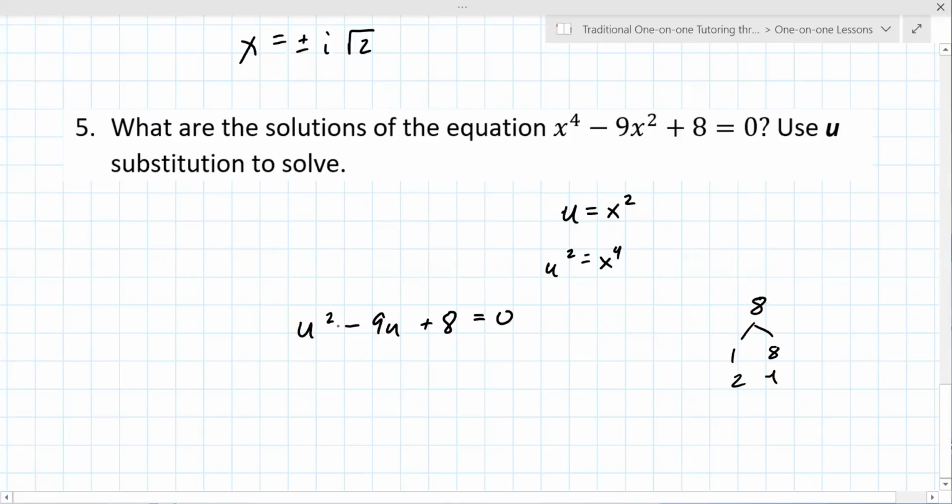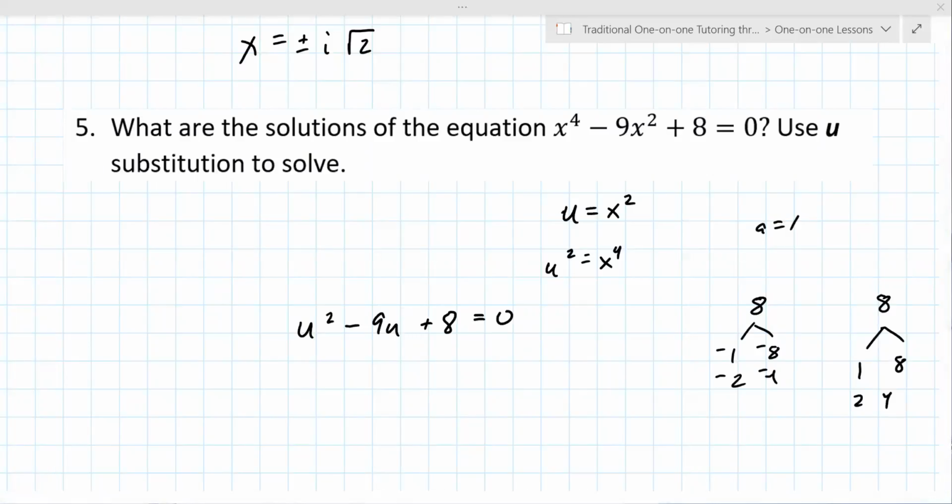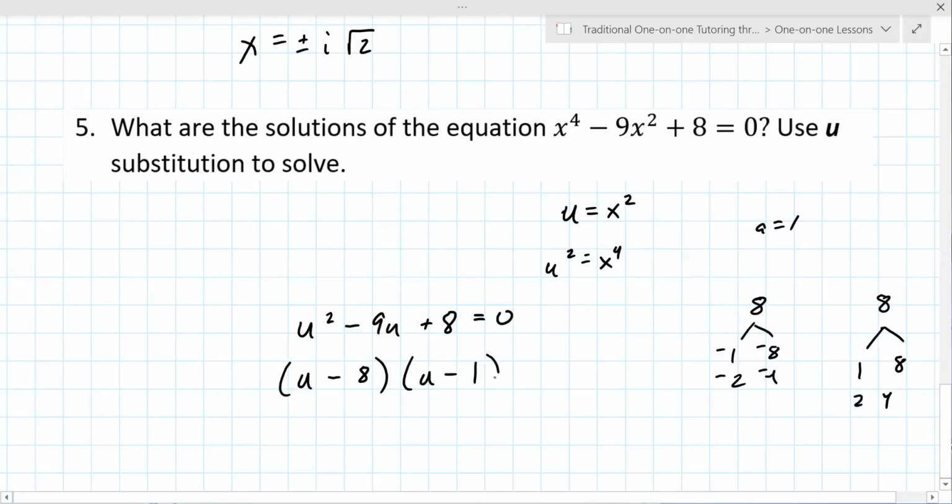When you have this case, there are 3 cases of this type of factoring, this a equals 1. This is the one where you actually want negatives in both places. How do you know you're supposed to want negatives? 8 by itself, 1 and 8, 2 and 4 work, but they don't add up to a negative number. It's kind of non-obvious what it is that you're looking for. So this becomes u minus 8, u minus 1 equals 0.